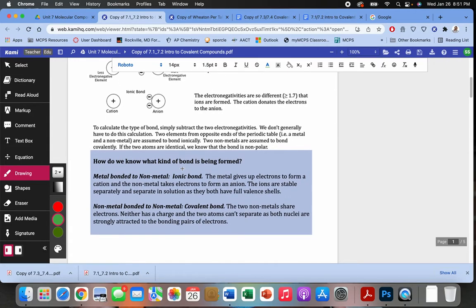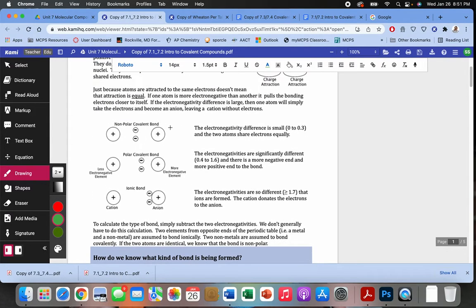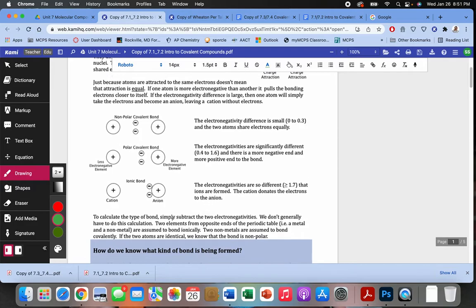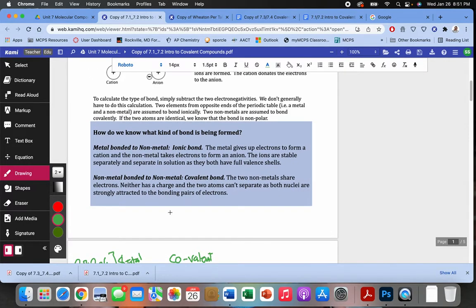So what I want you to remember, even though this is a brilliant explanation, it is brilliant. It was written by somebody who is very handsome, I'm sure.